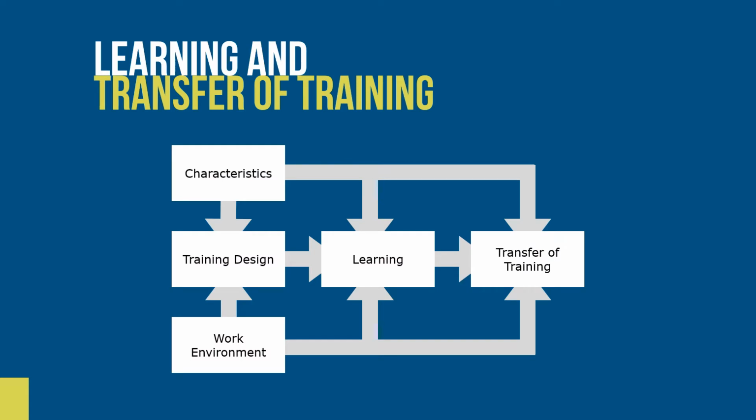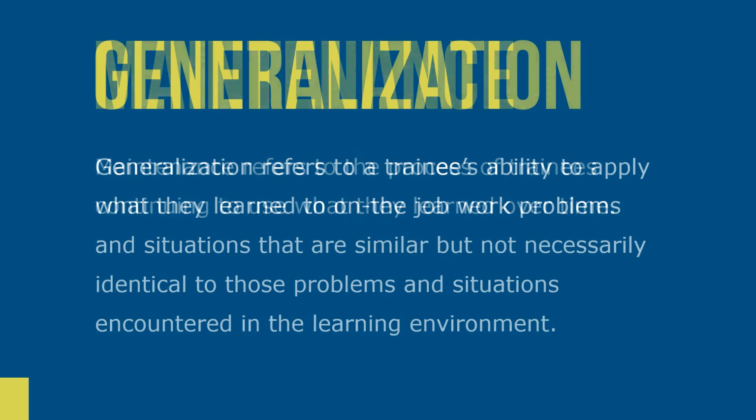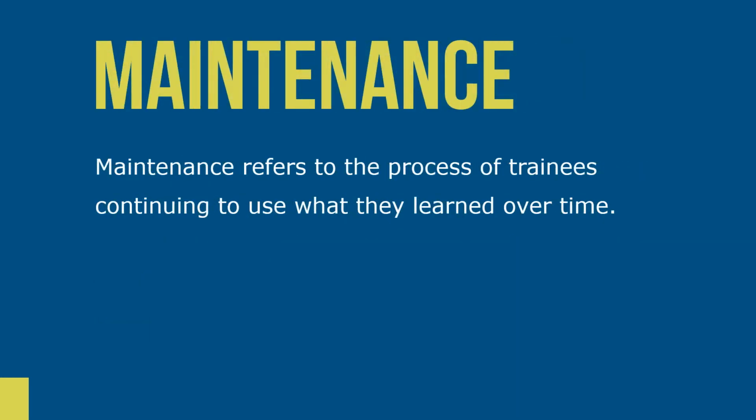This figure represents a model of learning and transfer of training. As it shows, transfer of training includes both the generalization of training to the job and the maintenance of learned material. Generalization refers to a trainee's ability to apply what they've learned to on-the-job work problems and situations that are similar but not necessarily identical to those problems and situations encountered in the learning environment. Maintenance refers to the process of trainees continuing to use what they've learned over time.